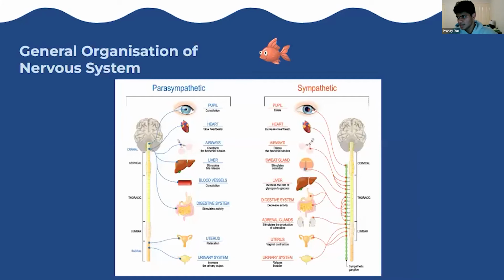We've already seen this image, but just one more time. Parasympathetic nervous system: think about resting and digesting, what's important for digesting food. For sympathetic fight or flight, think about what's important for being active. When you're running away from something, you want as sharp eyesight as possible, so the pupil dilates. You want more blood pumping to your muscles so that you can run faster, so your heart rate increases. Your airways dilate so you can get more oxygen in and keep running.